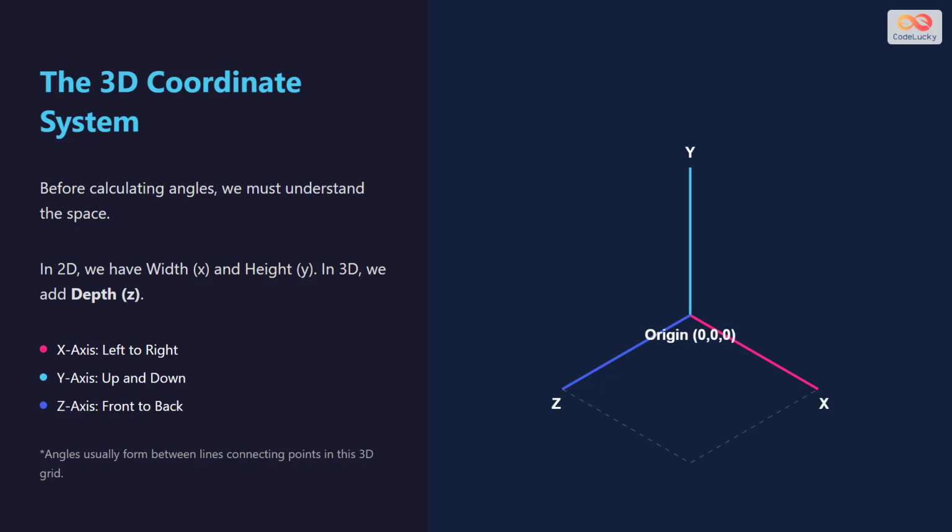First, let's understand the arena. In 2 dimensions, we have width and height, x and y. In 3 dimensions, we introduce depth, the z-axis. This creates a spatial grid where any point can be defined by 3 numbers. Understanding this grid is crucial because every line and shape we study exists within this framework.